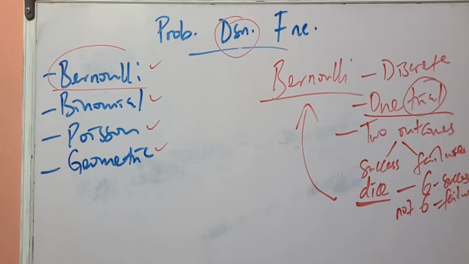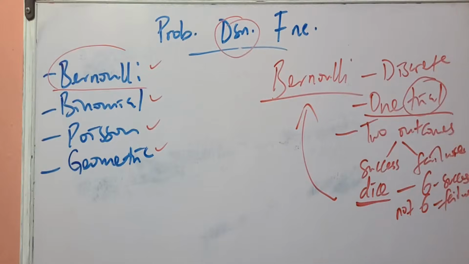All right. Now, some other examples would be true or false. All right. Boy or girl, dead or alive, cured or not cured. All right. As I said already, a 6 or not 6. Those are examples of two possible outcomes.